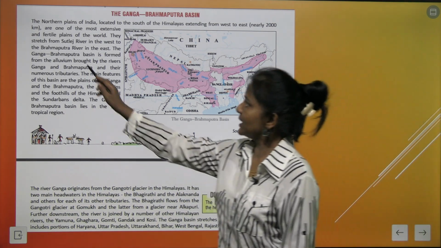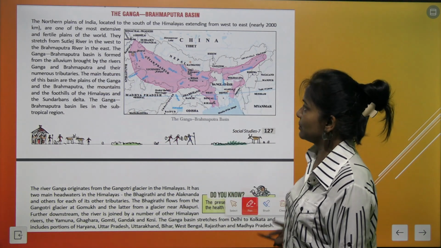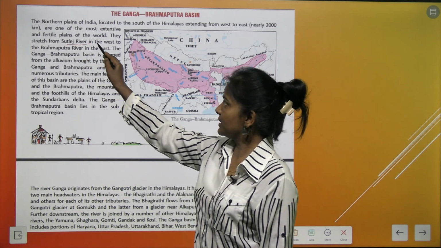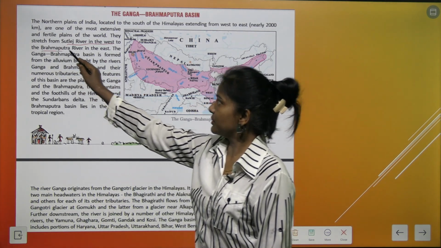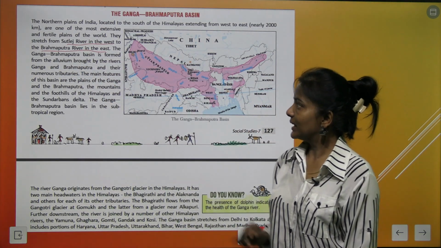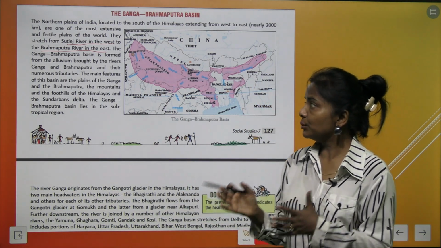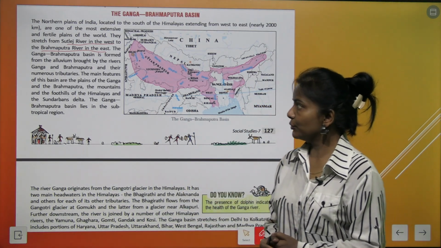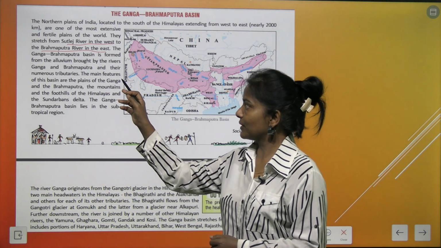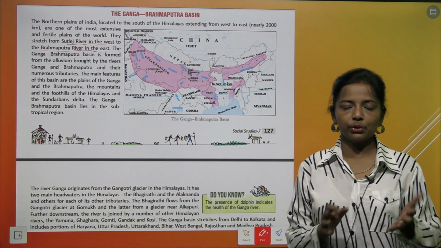They stretch from Satluj River in the west to the Brahmaputra River in the east. इसका stretch कहाँ से कहाँ तक है? It stretches from Satluj River in the west to the Brahmaputra River in the east. The Ganga-Brahmaputra basin is formed from the alluvium brought by the rivers Ganga and Brahmaputra and their numerous tributaries.